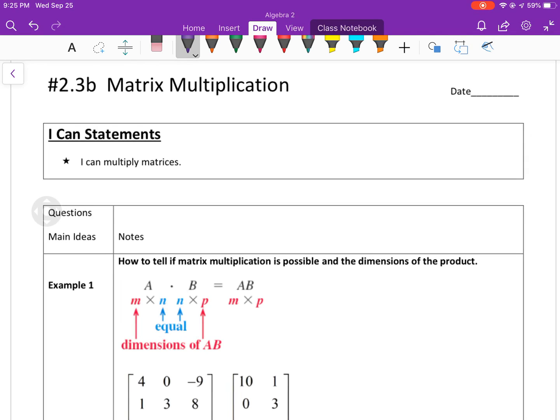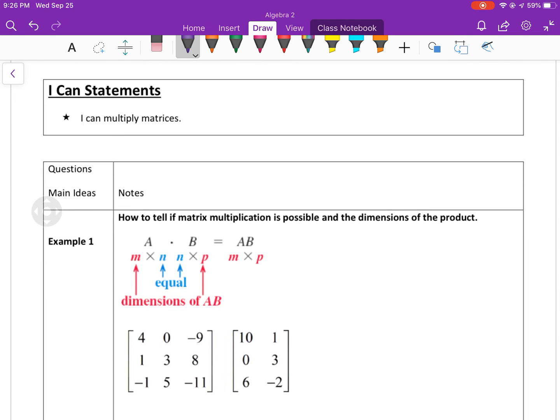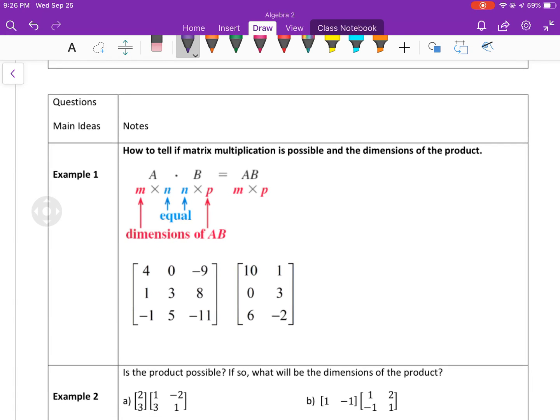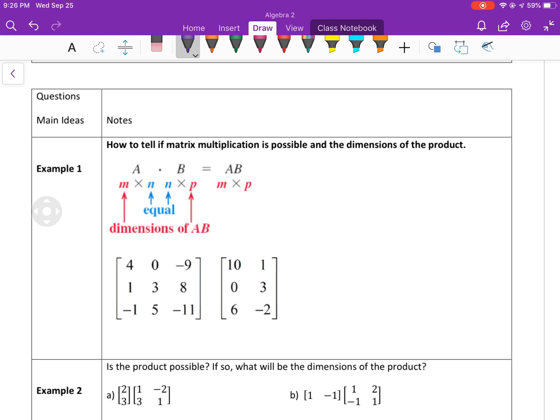All right, this video is going to be on matrix multiplication. So first we have to go over how to tell if matrix multiplication is possible, and if it is possible, what would the dimensions of the product be? So if you have a matrix A times a matrix B, and A's dimensions are m by n, and B's dimensions are n by p, the dimensions in the middle must be equal. And then the dimensions of the outside give us the dimensions of the product.